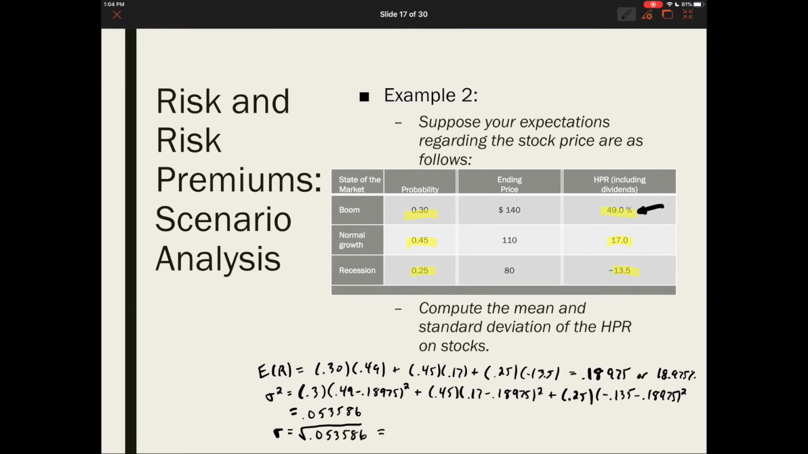And you get a standard deviation of 0.231487 or 23.15% would be the standard deviation, and that measure is a risk. It measures the riskiness of the returns. Notice what we did not use in this problem. We did not use the ending price of the securities. We are just taking the probability and the holding period returns to identify what the mean and the standard deviation is of the holding period return on these stocks.